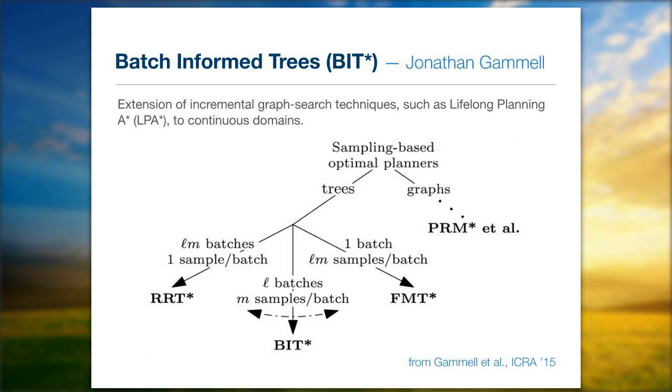Batch Informed Trees is an improved version of this, and it generalizes some other ideas that have been around in optimizing planners. It can be seen as an extension of incremental graph search techniques like Lifelong Planning A-star to continuous domains. At the same time, you can also think of it as a generalization of RRT star and FMT star. So by varying some parameters, you can make BIT star behave like RRT star or FMT star. And that's from a very recent paper in ICRA 15.